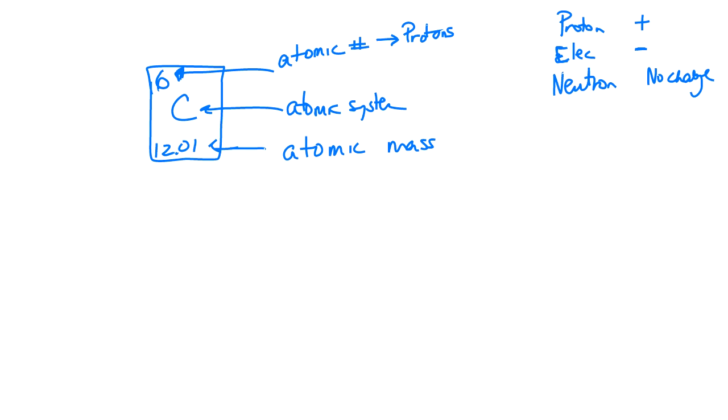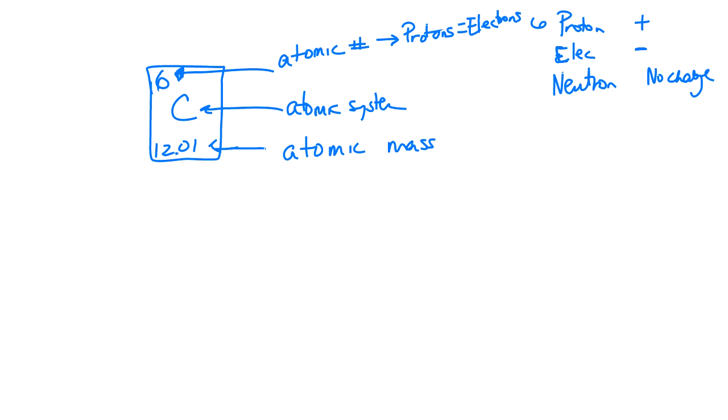Now, for an electrically neutral atom, like what we will work with from the periodic table, when you look something up on the periodic table and it's an atom of that element, it is electrically neutral. That means it will have an equal number of protons and electrons. So if the atomic number tells you how many protons, that's equal to the number of electrons. In this case, carbon has 6 protons and 6 electrons.